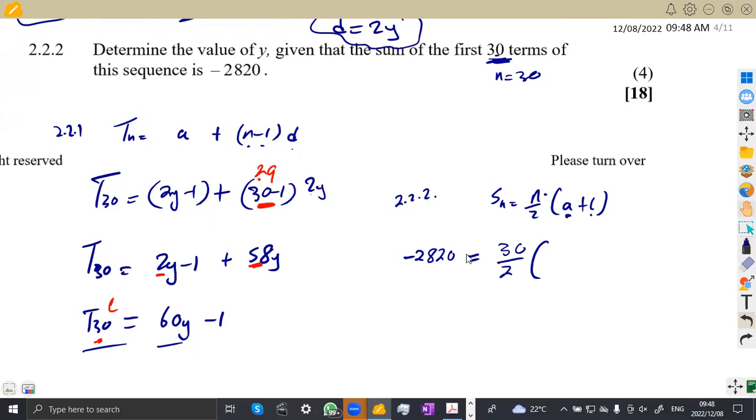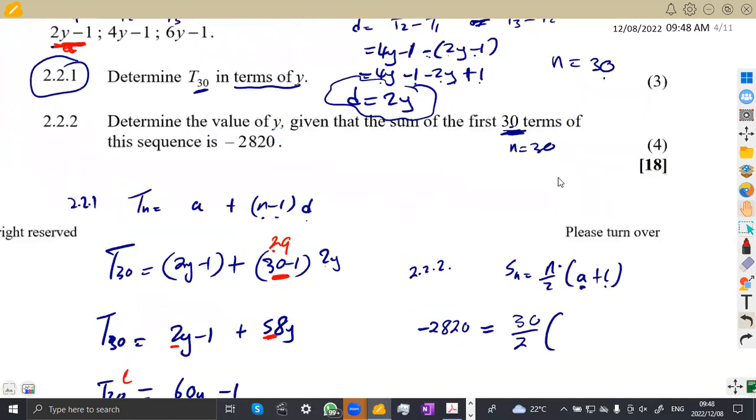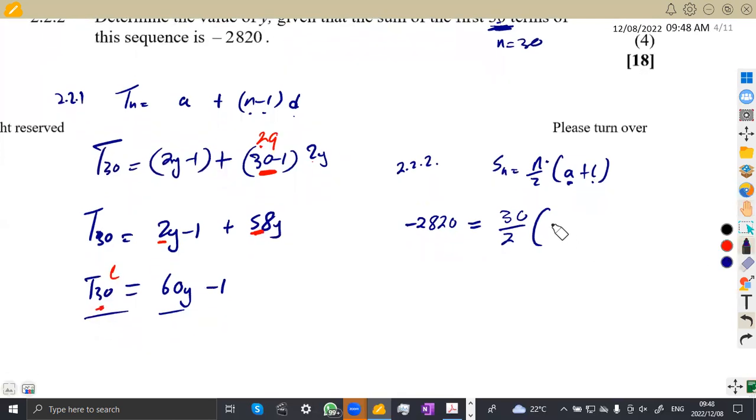A being the first term now. So the first term is written in terms of y here, which is 2y minus 1. So you're going to take that first term as it is. That's 2y minus 1. All right, and the last term is the 30th term. And the 30th term, we calculated it before, we got 60y minus 1. So it's going to be plus 60y minus 1. Since I'm adding, there's no need for opening brackets. Opening brackets are important whenever you're subtracting, not when you're adding. When you're adding, it's not a big deal.